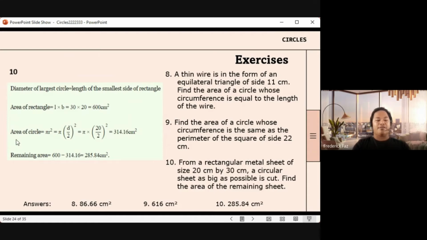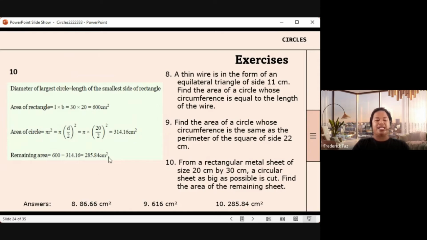Then, for the area of the circle, we have pi r squared, and the formula for the radius is d over 2. So, ang radius po natin ng circle is 10. So, 10 squared times pi is 314.16 square centimeters.